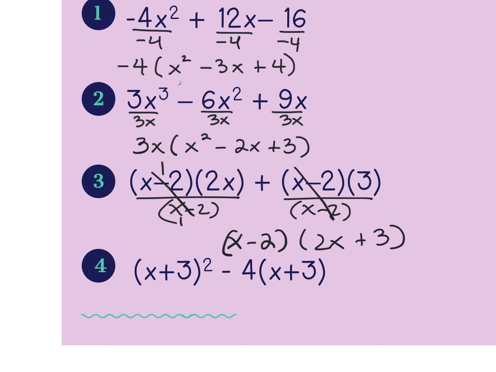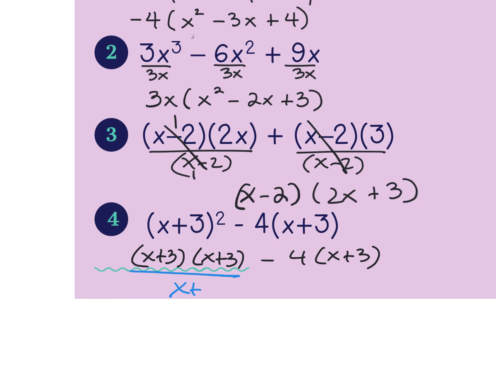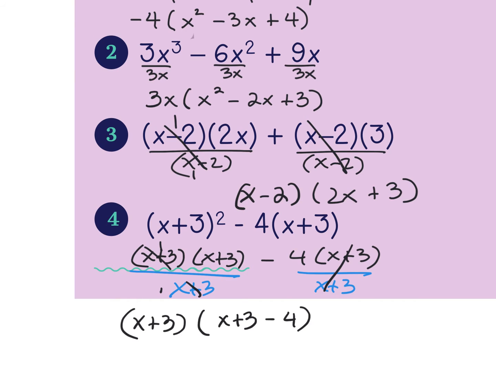For the next one, same thing, because if you remember, this x plus 3 squared is really this. So you can see that they both have in common the x plus 3. That is my GCF. And then that simplifies, and I'm left with a single x plus 3. And then out of here, I'm left with the minus 4.